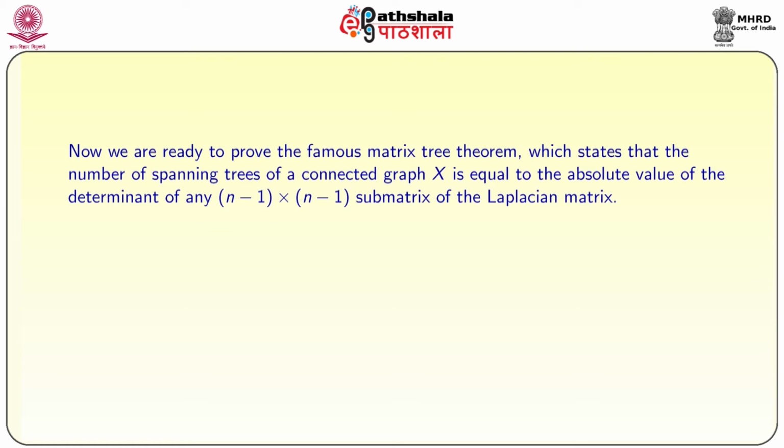So, the previous discussion we are now going to use to prove this matrix tree theorem. The earlier result is now useful. It is because in the Laplacian matrix row sums and column sums are equal to 0. So, all (n minus 1) cross (n minus 1) submatrices have determinants with the same value.